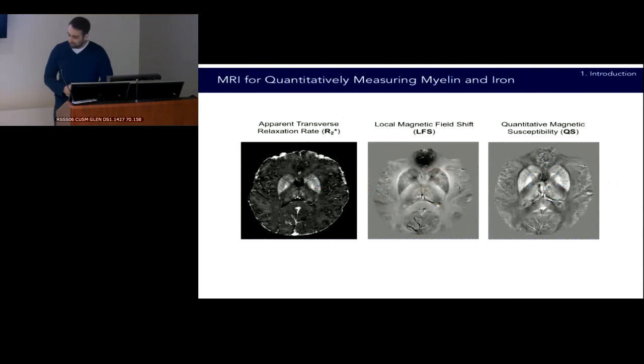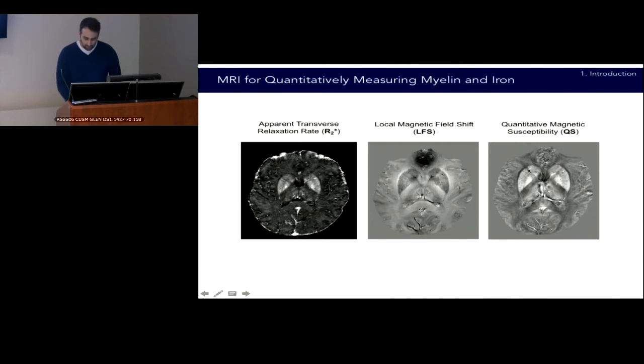And one of the techniques I use for this, sorry for the stretching of the brains, it's just the dimensions of the window there. One of the methods we use for this is quantitative magnetic properties mapping, and specifically in the talk I'll discuss three methods: apparent transverse relaxation rate mapping, or R2 star, local magnetic field shift imaging, or LFS, and quantitative magnetic susceptibility imaging.